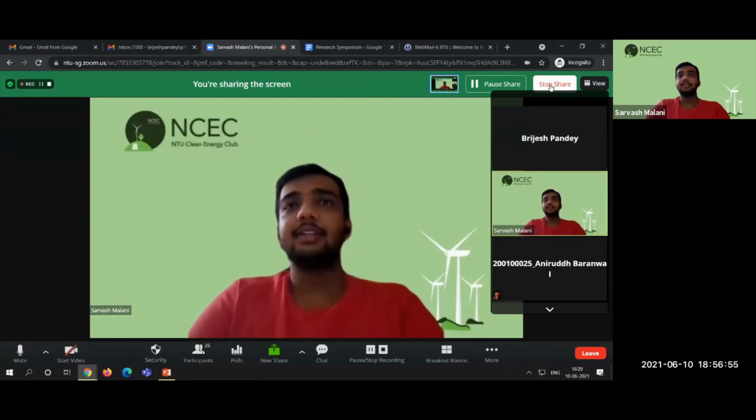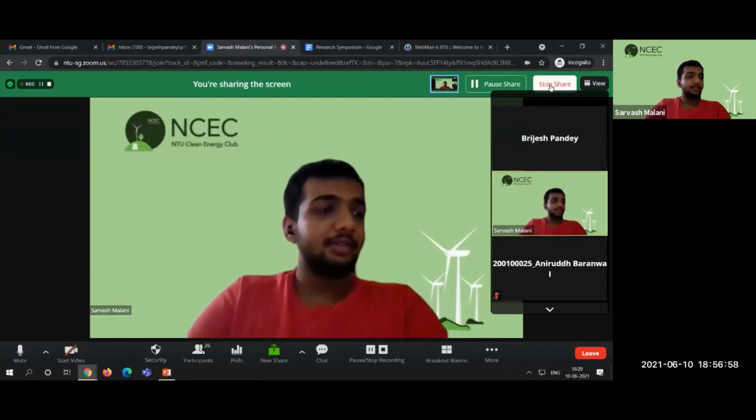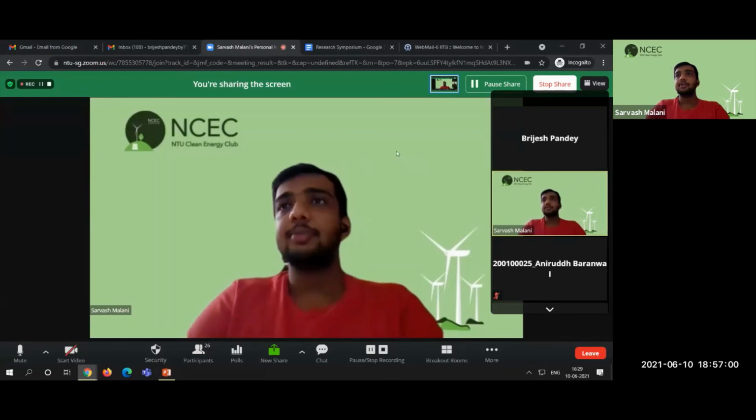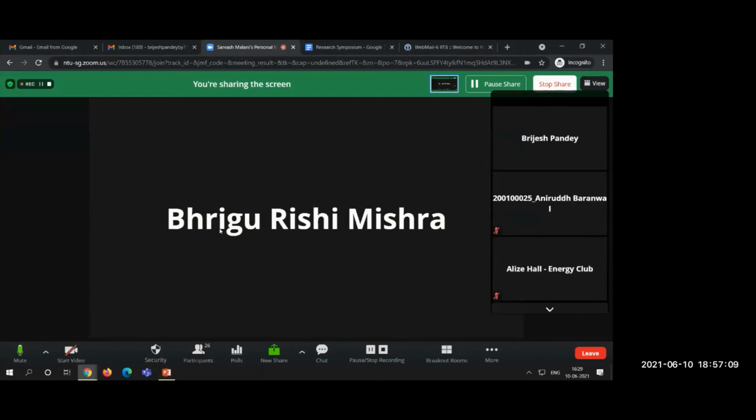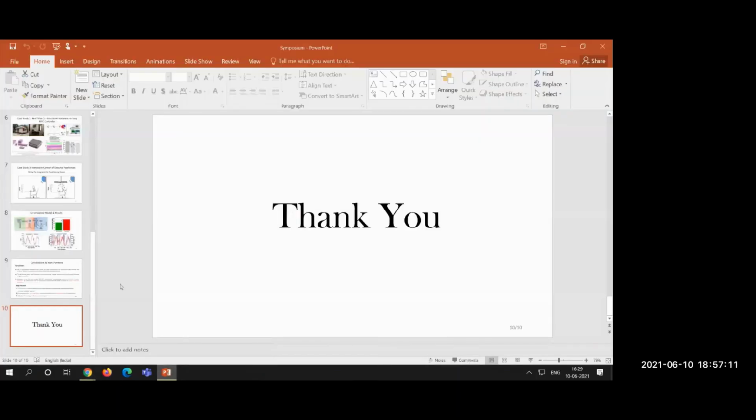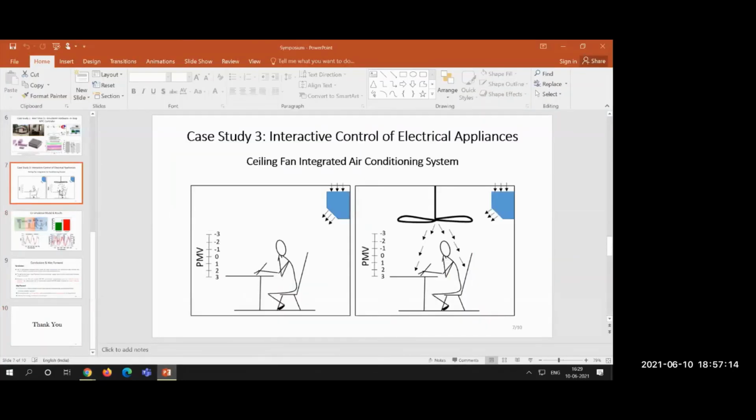I have one question. Can you go to slide 7? Yes. This case study, the left one doesn't have the ceiling fan and the right one has the ceiling fan. So you are basically comparing the effect of ceiling fan in presence of AC.